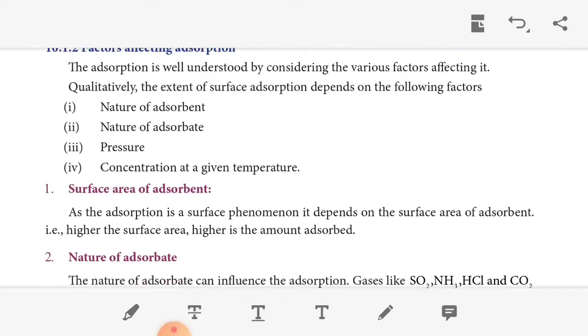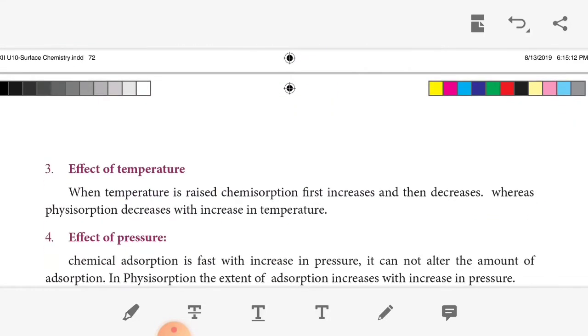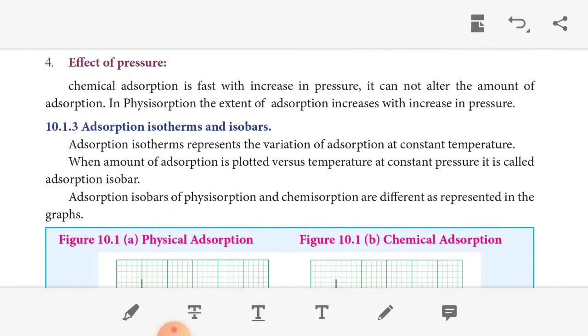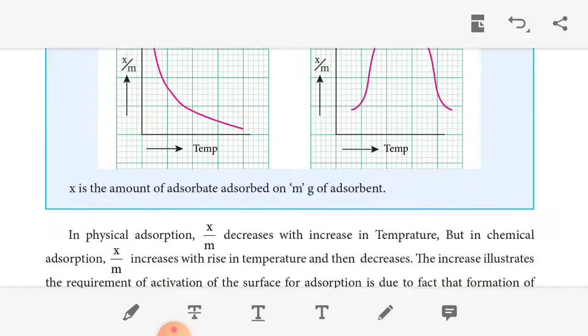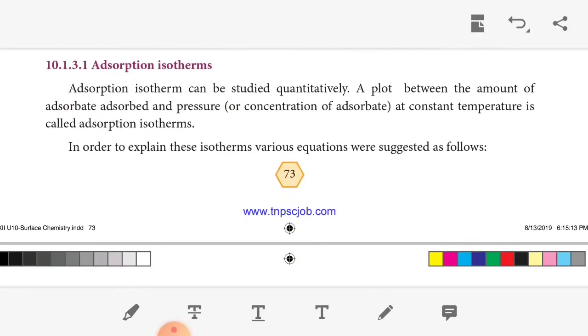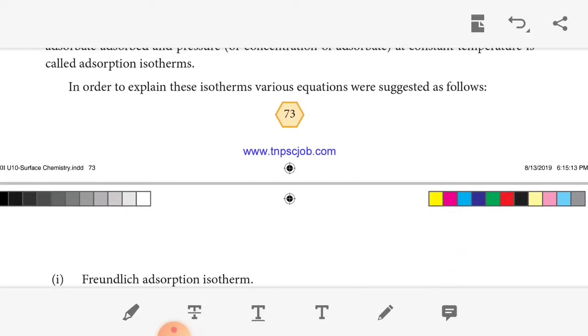Okay, the next one, adsorption isotherms and isobars. So what is an isotherm and what is an isobar? The isotherm means the variation of adsorption at constant temperature. Isobar means at constant pressure. Okay, the next one, the adsorption isotherm explained by Freundlich. So it may be asked: explain the Freundlich adsorption isotherm.